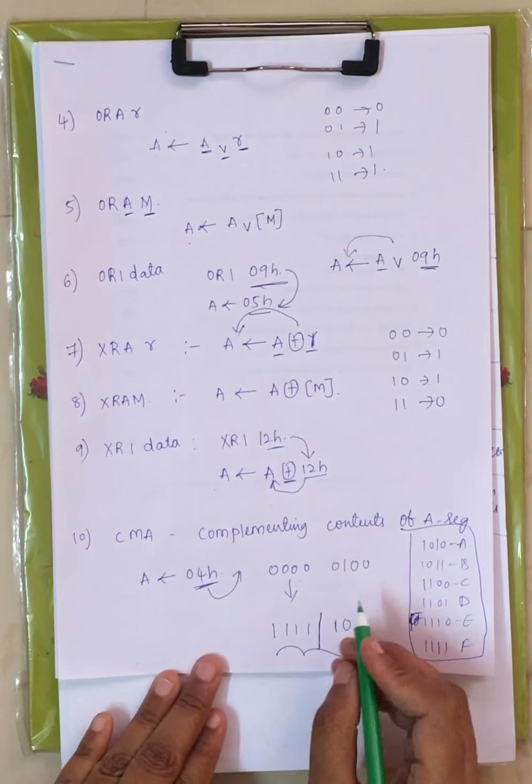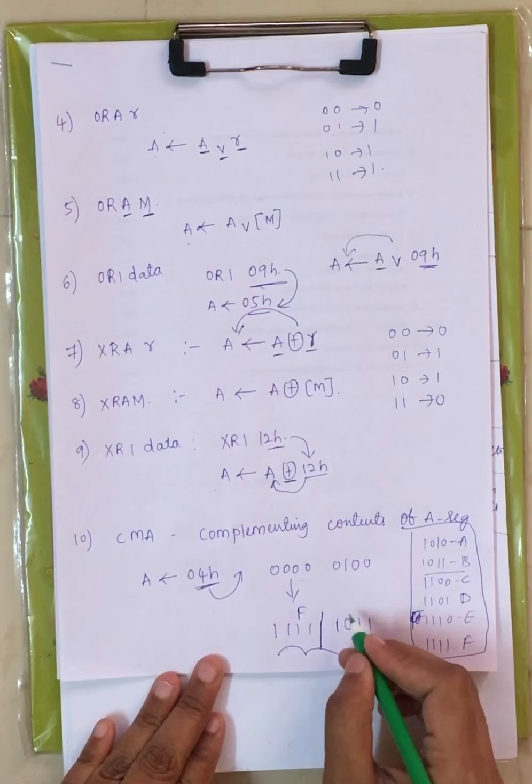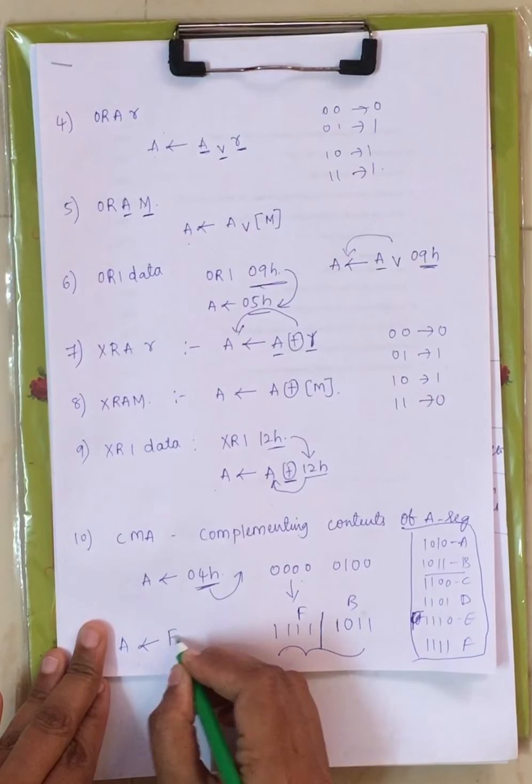Now what will you get? F. For all ones it is F, for 1 0 1 1 it is B, right? Now where is this stored? Again in A itself, right?